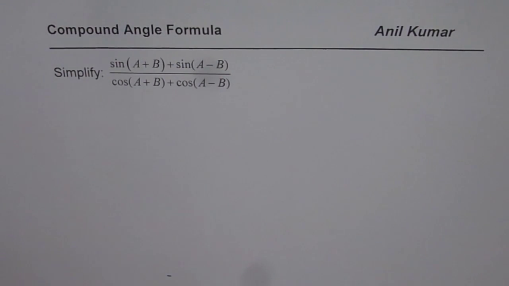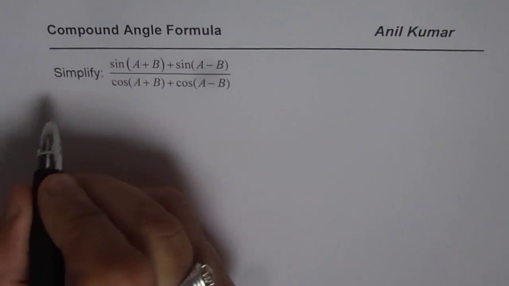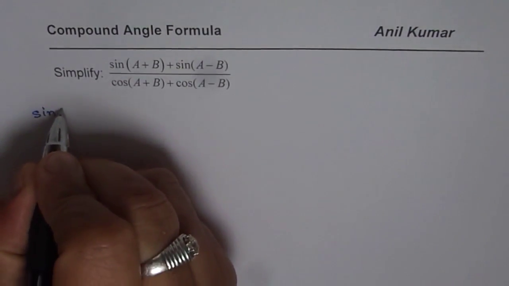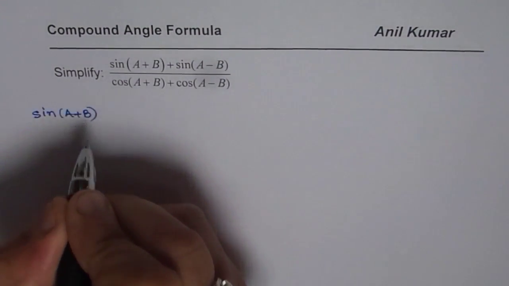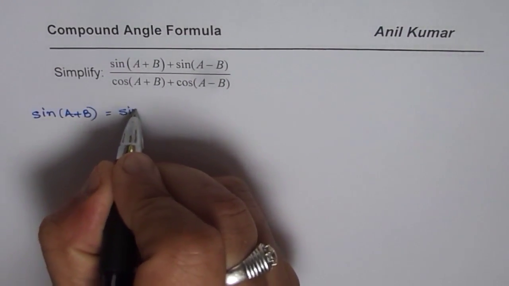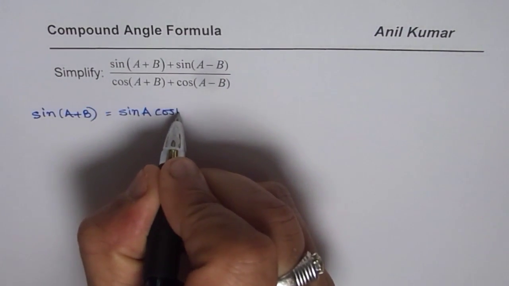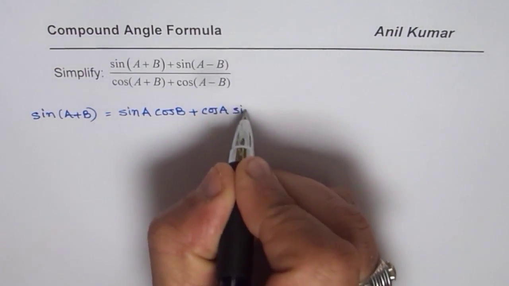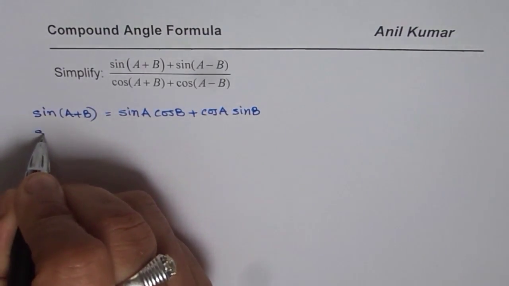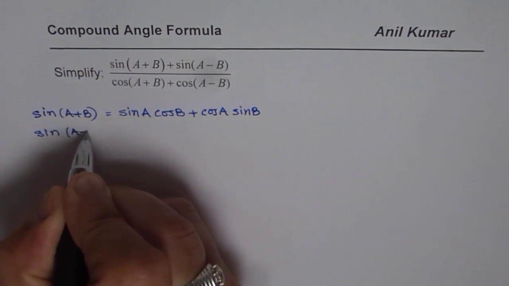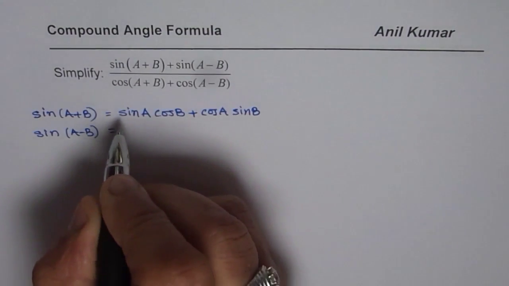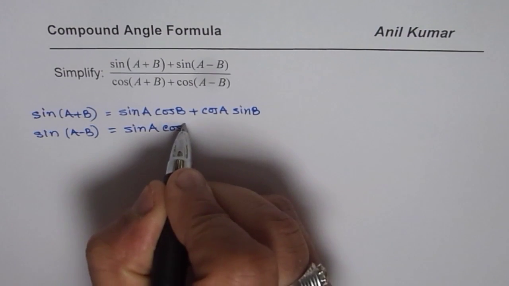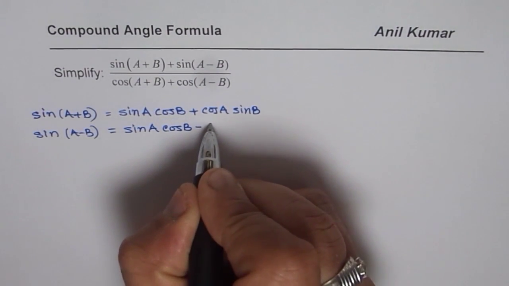So let me first write down all the formulas, since we have just begun to start working with compound angles, and then we'll simplify. So what is sine of a plus b? Sine of a plus b is sine a cos b plus cos a sine b, correct? Now what is sine of a minus b? It is a good time for you to write down these formulas. Along with me, you can pause the video and write these formulas, and solve the question.